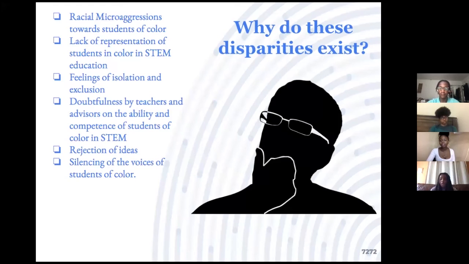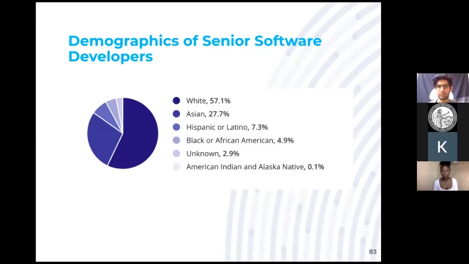So now that we know general statistics about the presence of these disparities in STEM, we begin to ask ourselves, like Justin said, why these disparities exist. So as a group, we utilized the data we collected and our own personal experiences to formulate a list of possible reasons.